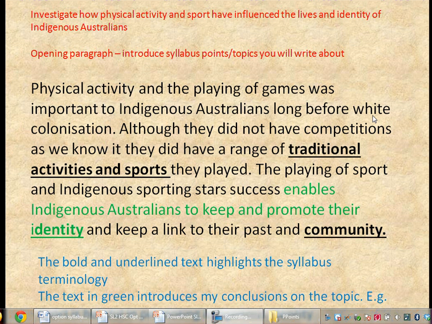So just hit pause here and read how I've set up that first paragraph, which will then help me construct the rest of my answer.